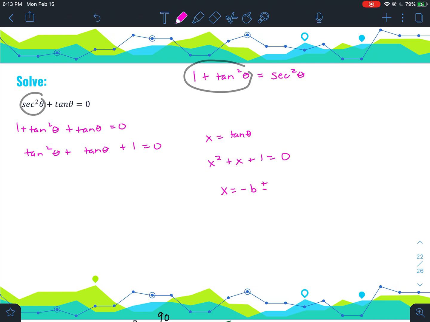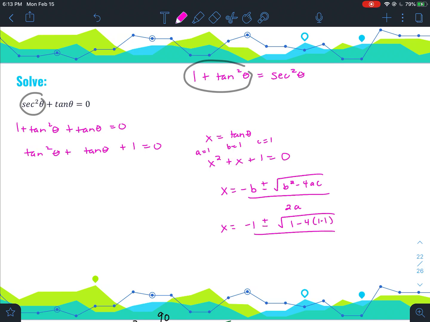So x is going to equal the opposite of b plus or minus the square root of b squared minus 4ac all over 2 times a. A is going to be 1, b is going to be 1, and c is going to be 1 because we have 1x squared, 1x, and 1. So x is going to equal negative 1 plus or minus the square root of 1 minus 4 times 1 times 1 all over 2 times 1. So x is going to equal negative 1 plus or minus the square root of negative 3 over 2. And again, on this one, we're going to get imaginary solutions because we have a negative under a radical. So this is going to have no real solutions.